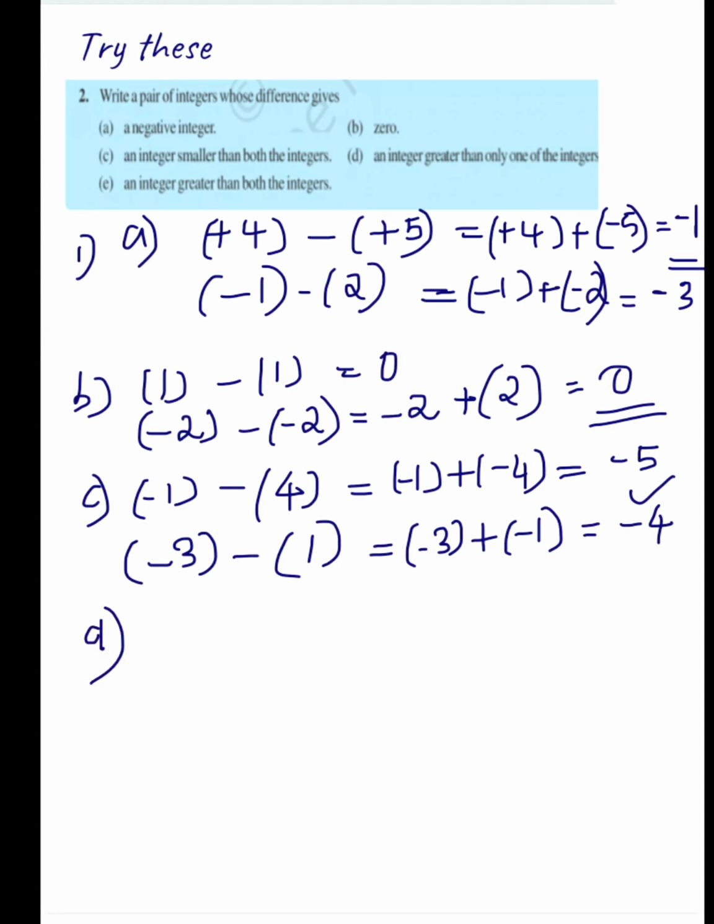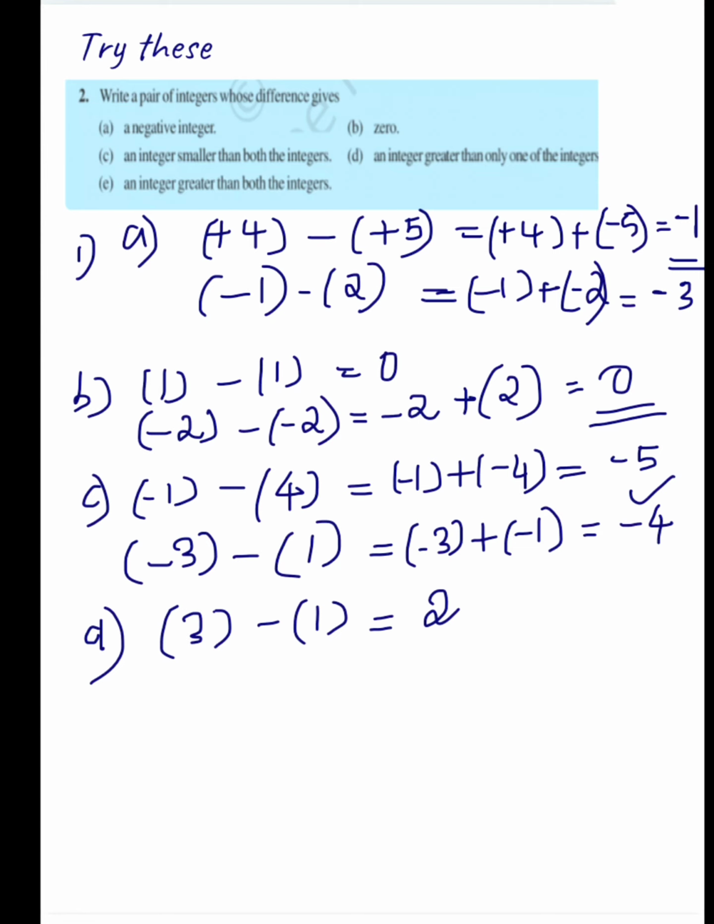Now what is D? Write a pair of integers whose difference gives an integer which is greater than only one of the integers. The answer should be greater than only one of the integers. Okay. So let's take a positive integer 3, and let's subtract 1 from 3. Then you will get the answer as 2. In this case 2 is greater than only the second number but not the first number.